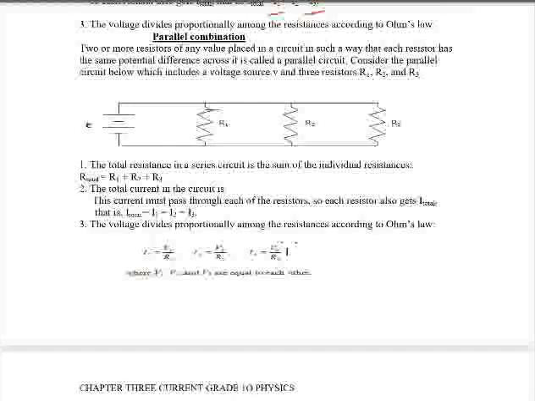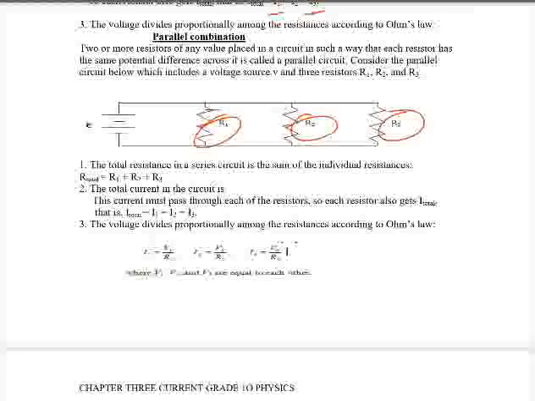Okay, the second one is the parallel combination. When you see this, it is a parallel combination, R1, R2, R3 connected in parallel. Therefore, for a parallel combination, the total resistance is the sum of the individuals. No, this is not right. This one is for the series combination.